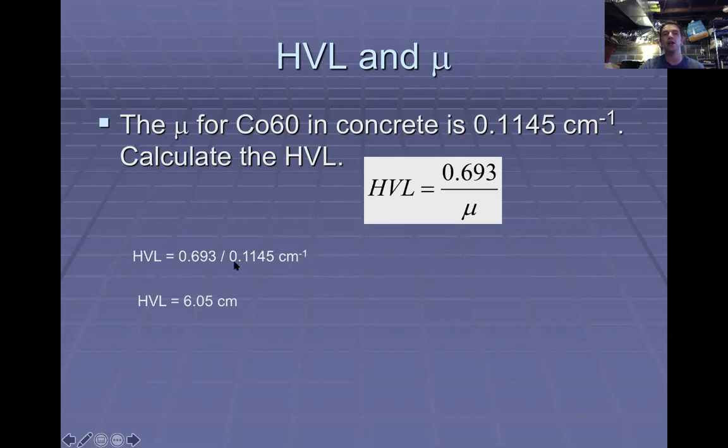You notice that when you divide through by an inverse centimeter, you flip the unit and you get centimeters, and your half value layer should be in centimeters because that's what you're looking for. It takes 6.05 centimeters for the intensity of cobalt-60 radiation to be cut in half, at least in this specific situation. There are lots of different grades of concrete. You'll often hear heavy concrete used because that just has more stopping power. You get more bang for your buck in terms of distance used.